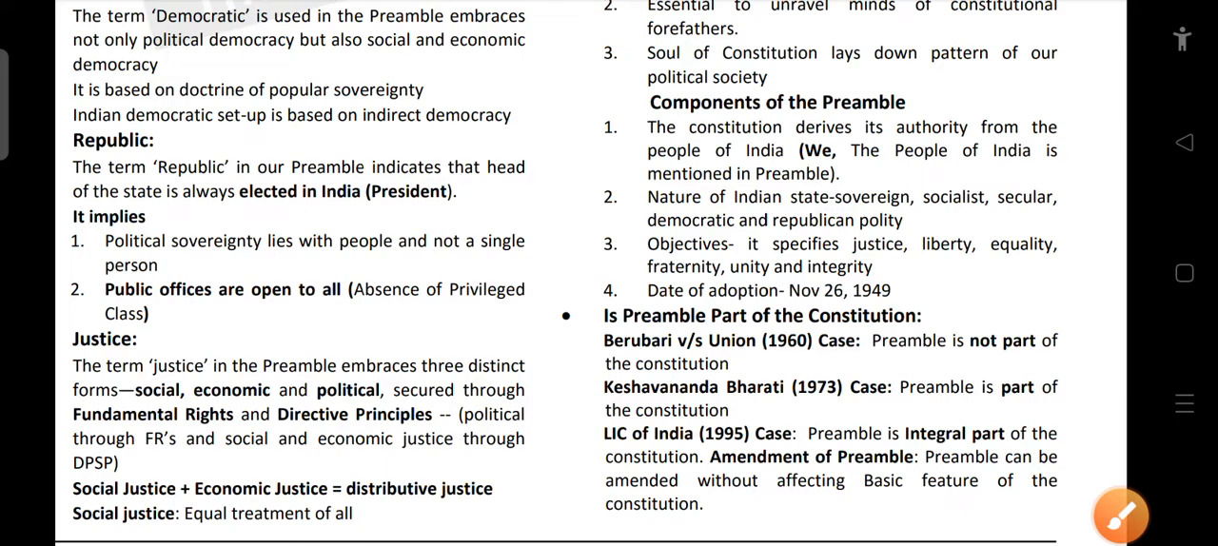And what about the amendability of the preamble? The preamble can be amended without affecting the basic structure of the constitution. So we can amend it, but we should not disturb the basic structure.